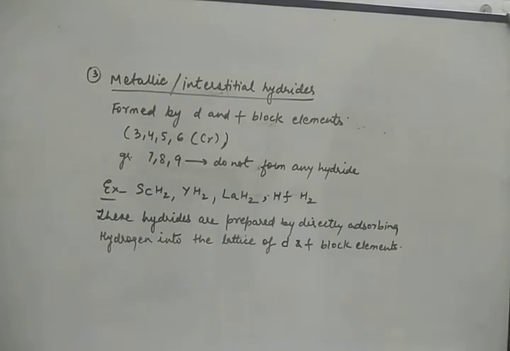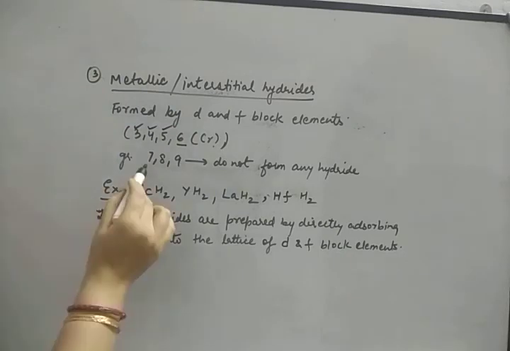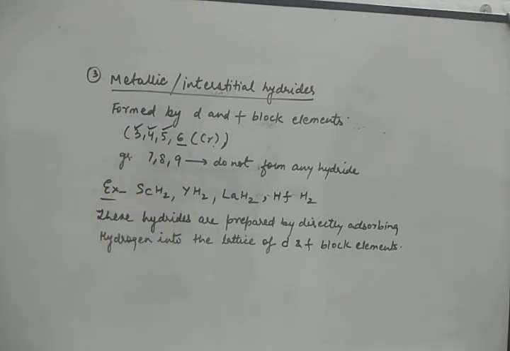The third type is metallic or interstitial hydrides. Now we'll discuss why these are known as interstitial hydrides. These are formed by d and f block elements. Now in d block we have groups 3 to 12. So group number 3, 4 and 5 will easily make hydrides. In group number 6, only chromium makes hydrides. Group number 7 and 8 do not make any kind of hydrides. This is known as hydride gap. So 3, 4, 5, 6 are making hydrides. They are combining with hydrogen.